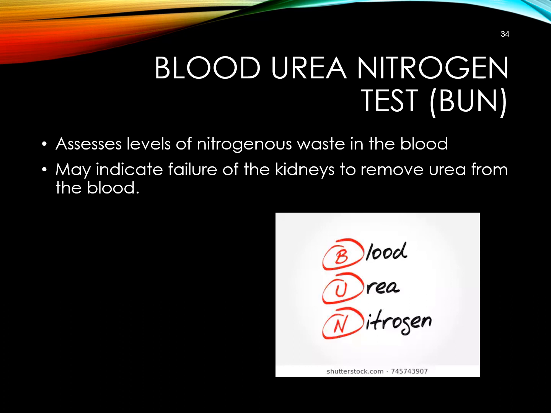A blood urea nitrogen test is a test that we can use to assess if a patient is in acute renal failure. Urea is a waste product that is filtered out by the kidneys, and so a BUN test is going to assess those levels of waste in the blood, and if they're not being filtered out, that could clue us into that there's something going on with the kidney.